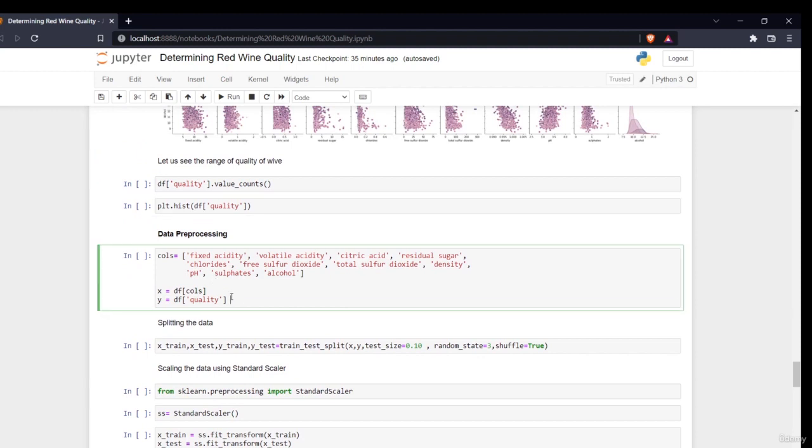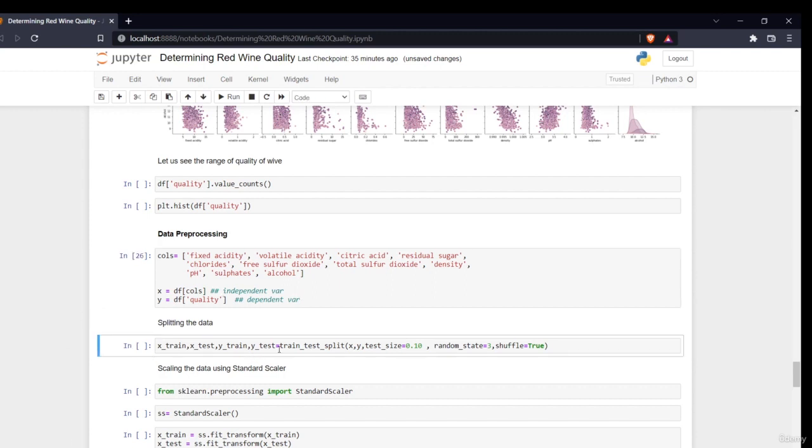First we'll be distributing our labels into independent variables, these are my independent variables, and this is my dependent variable. Let us quickly split them. We're using train test split. I'm taking the test size, let's say 20, random state 42, shuffle equals true. The data will get split.